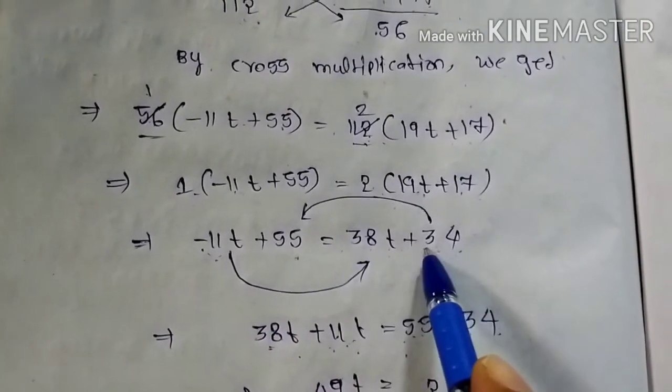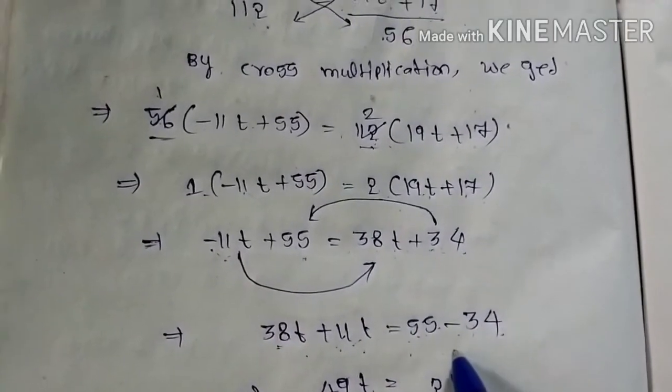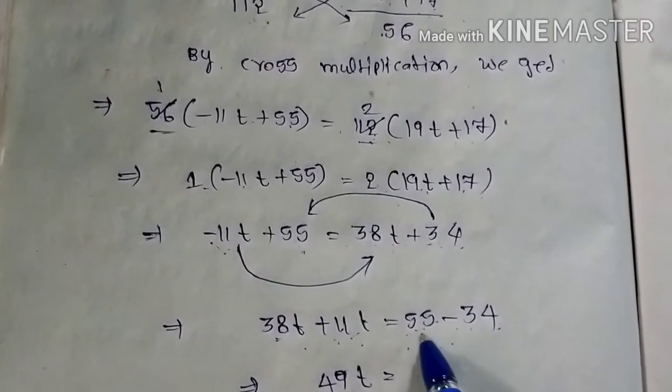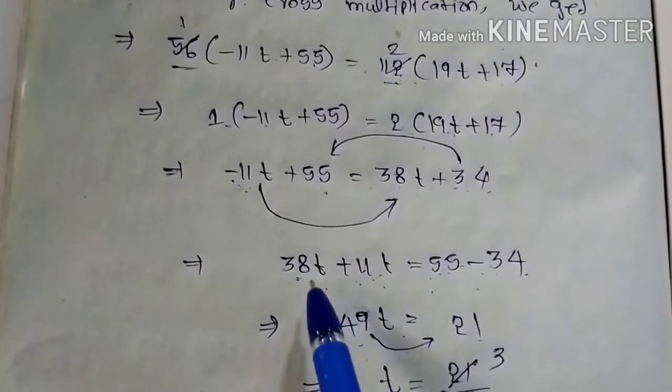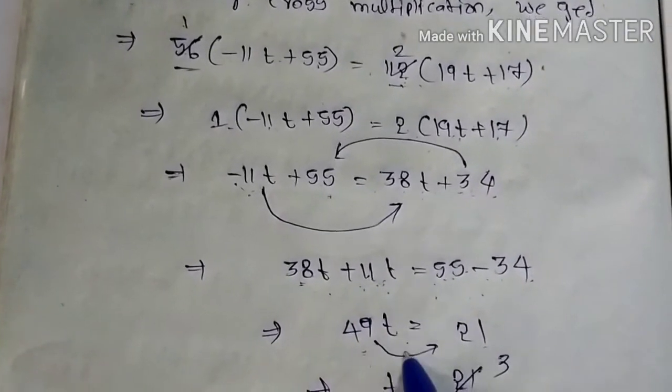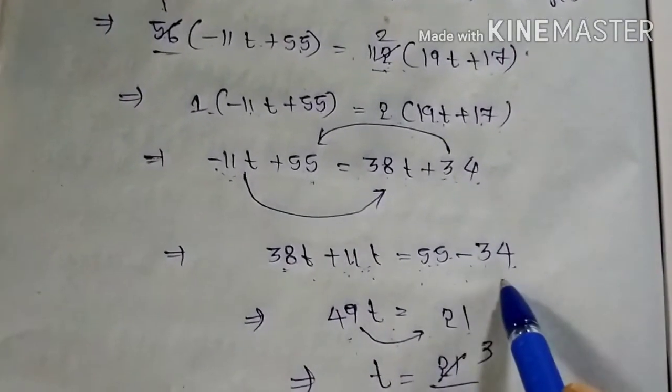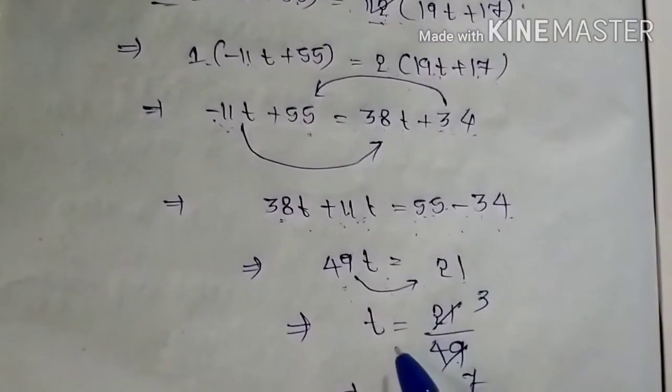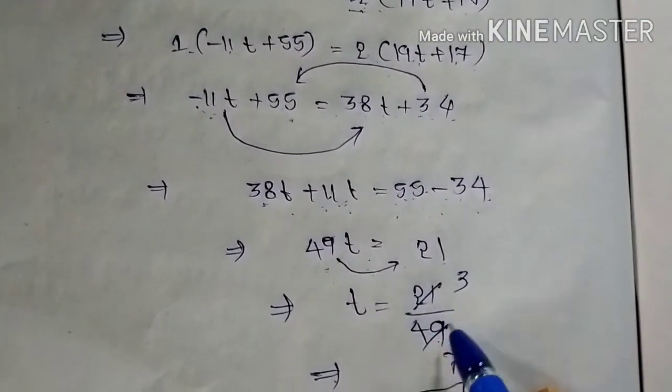If I am transposing 34 to LHS, it will become minus or not? Yes, you can write here 55 minus 34. See, 38 plus 11 is how much? 49t is equal 55 minus 34 is how much? 21. So that I am writing here t is equal 21 by 49.